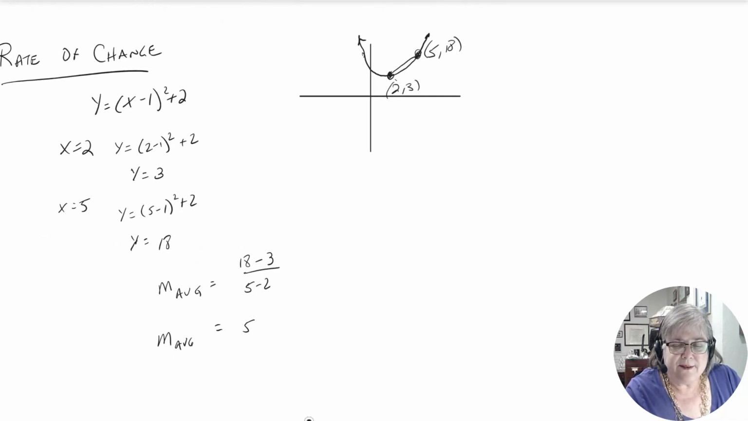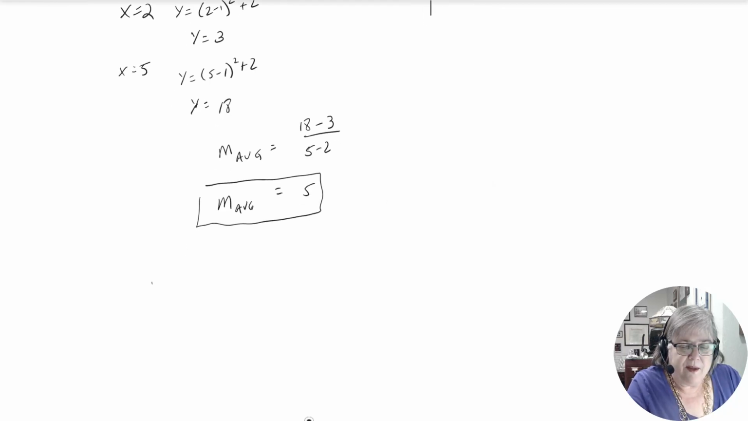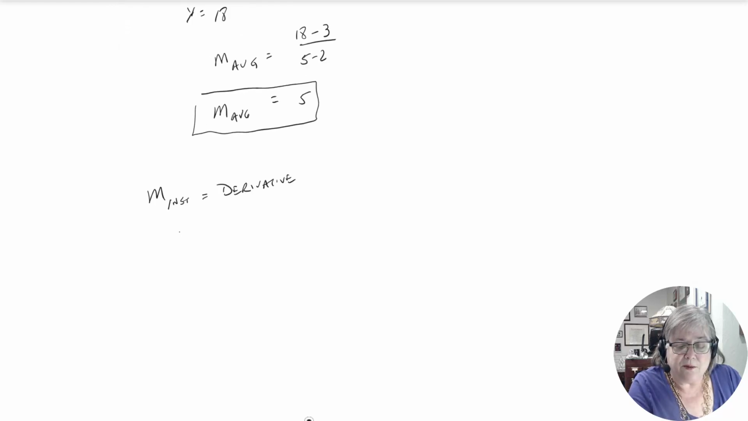An instantaneous slope, okay, so this is the average slope, right? The instantaneous slope would be the slope at a specific point, not between 2 points, but a slope at a specific point, and that's the derivative. So the instantaneous slope is the derivative evaluated at a point, okay? So let's say that we want to find the instantaneous slope at x is equal to 2.